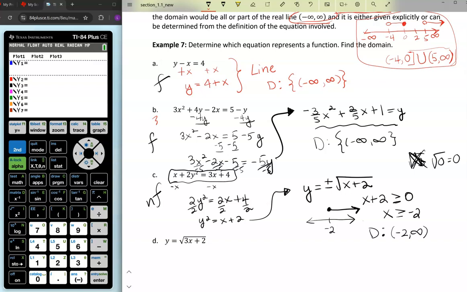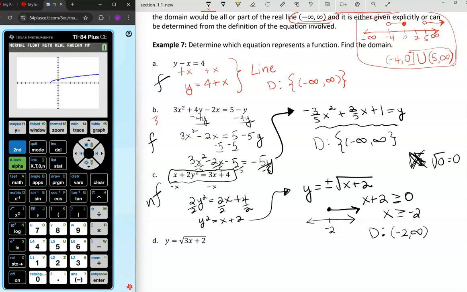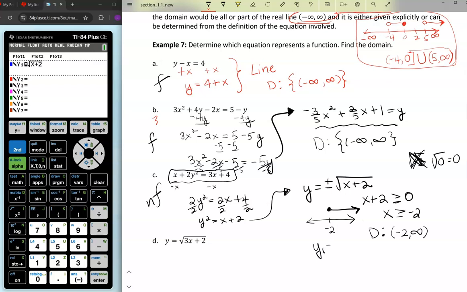But if we take a look at the graph, let me get it in. Here's my square root of x plus 2. I'll do my graph. That's exactly what we thought it would be. But notice, I know some of you are already thinking it, but she only did the positive one. How do you do the negative one? Because we actually have two y's here. So what we really have is y1 equals the positive square root of x plus 2, and y2 equals the negative square root of x plus 2.